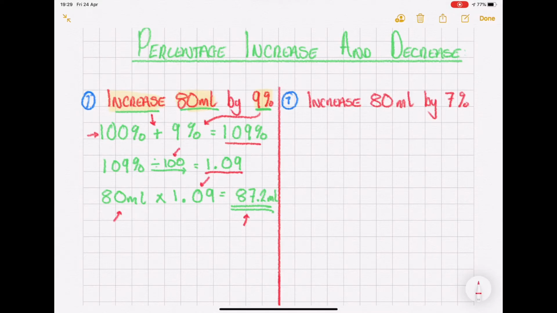Okay, so pause the video here. Copy out the workings for this example on the left-hand side, and then have a go at the question here on the right-hand side. And once you've done, play the video and I'll go through the answers.